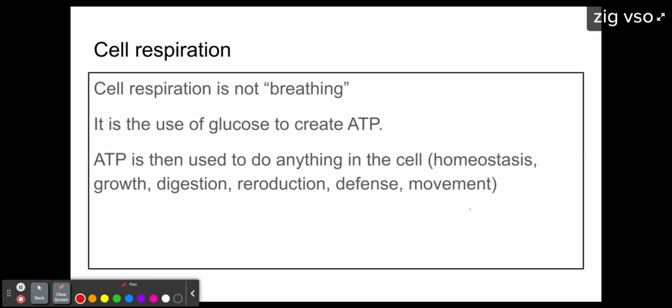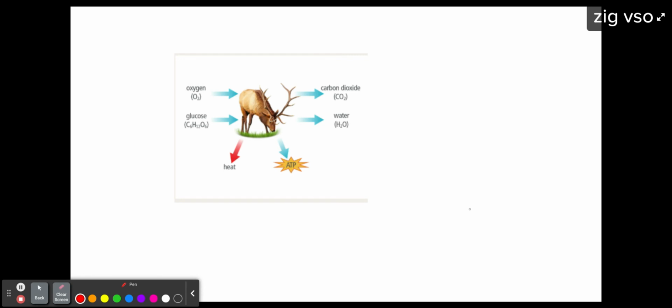So remember, cell respiration is not breathing. It's using glucose, which is a carbohydrate, to create ATP, which is a nucleotide. And ATP is then used to do everything in the cell. So remember, the waste product of this is carbon dioxide and water.